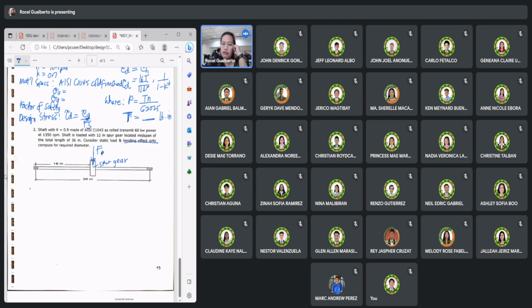Say we call it FB. Okay, so this would be the bending load FB. So ito po yung indicator natin. May gear na nakalagay sa kanya. So ibig sabihin, there is bending.